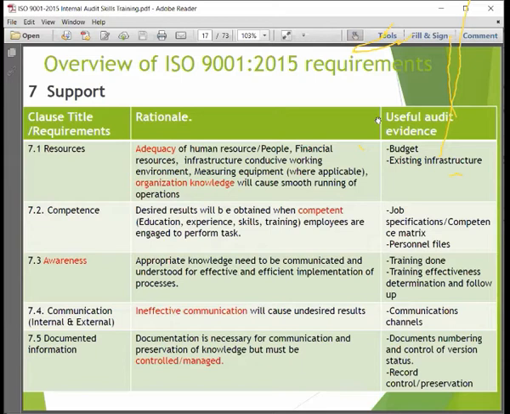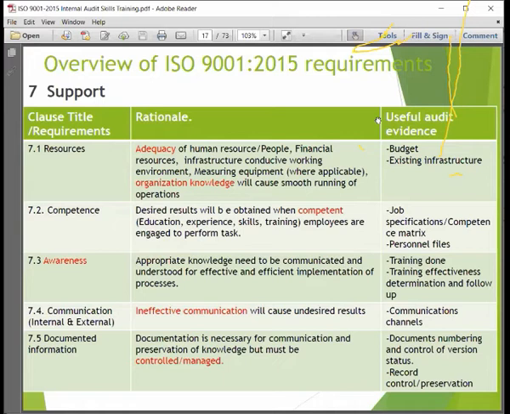If the resources are not there, you have been given a target, you have your set goals, but there is no money to do that. There is no infrastructure, or the infrastructure is not conducive. Measuring equipment may not matter much for IAA, but in production, if you are told that this product has to meet these specifications, you have to be given the measuring equipment. Even organizational knowledge is a resource.